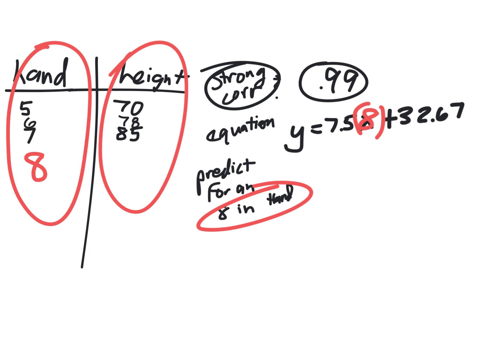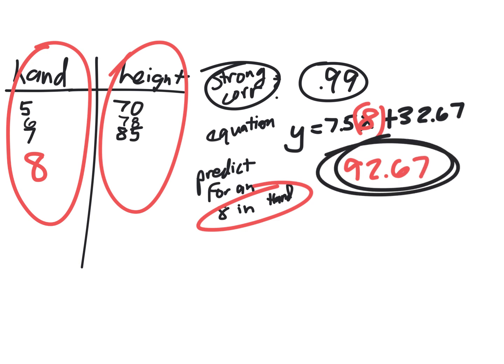All right. Use your calculator. Get that final answer. What is 7.5 times 8? And that's 60. What is 60 plus 32.67? 92.67. Very, very tall. Who had 92.67? All right. Do you get what happened there? I don't feel like it's that hard. The only hard part is making a prediction at the end.